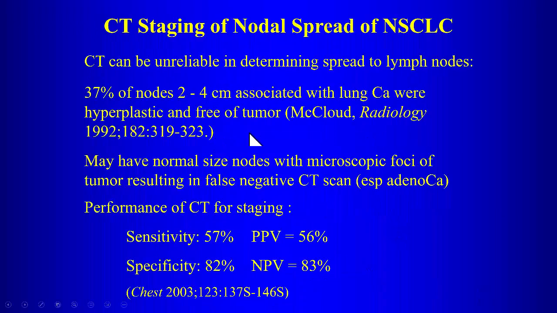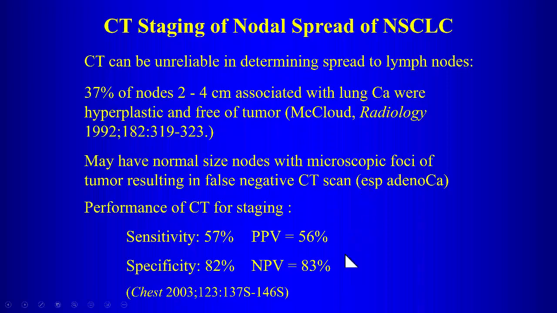In this study that was done quite a while ago, they had pathologic correlation with the CT scans. They looked at lymph nodes between 2 and 4 centimeters. Those are pretty big nodes. 37% of those nodes in patients with lung cancer were free of tumor, okay? You can also have normal sized lymph nodes on CT with microscopic foci of tumor. So the lymph nodes might look perfectly normal, but they can still have tumor within them.